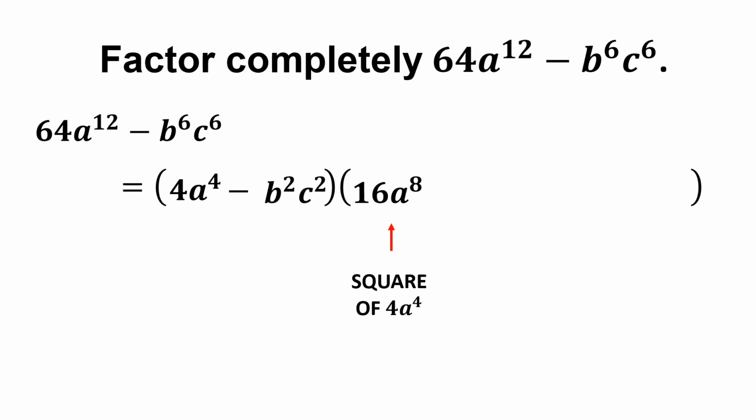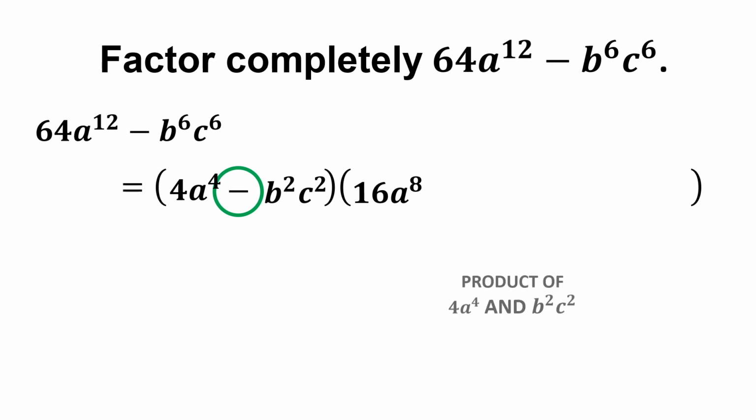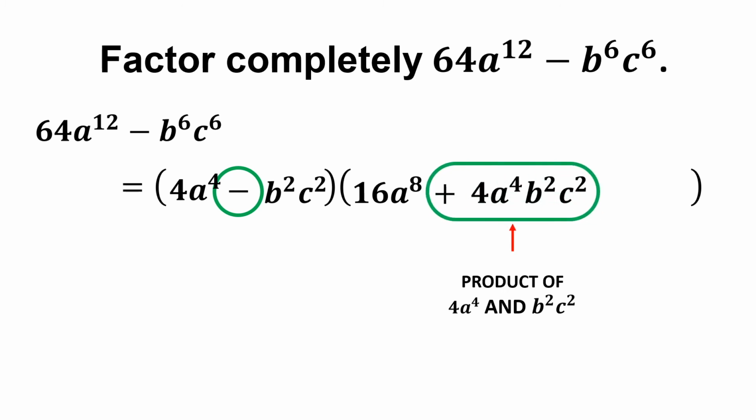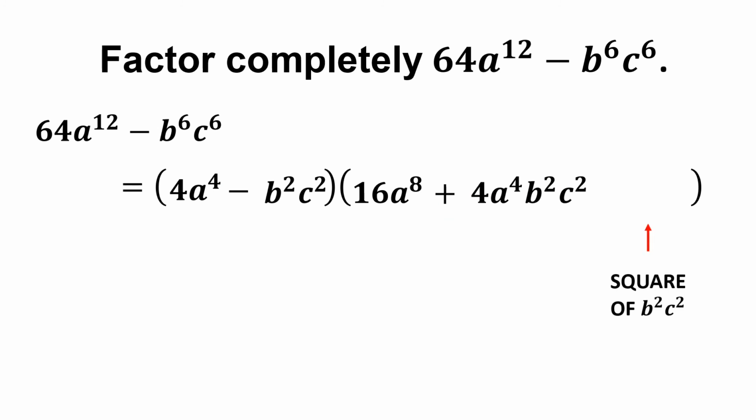Since the binomial is a difference, the middle term must be positive. Take the product of 4a to the 4th and b squared c squared, and their product is 4a to the 4th b squared c squared. Next, take the square of the term b squared c squared. The square is b to the 4th c to the 4th. But wait, we are not yet done.